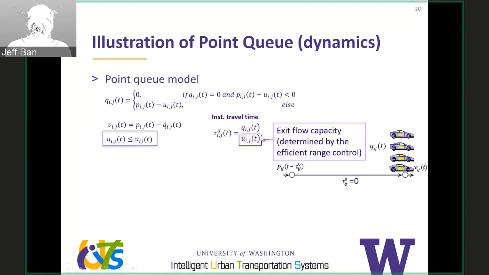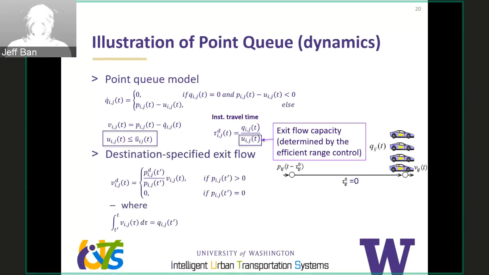So this U, in the classical point queue model, is the exit flow capacity, but in this formulation it is an exit flow capacity determined by the efficient range control. And the U bar is your threshold, like in the best case, what you would allow. So you'll see the connection of these two in the next slide, hopefully. And then once you have this whole flow, you can also decide the destination-based flow, which I won't talk too much about.